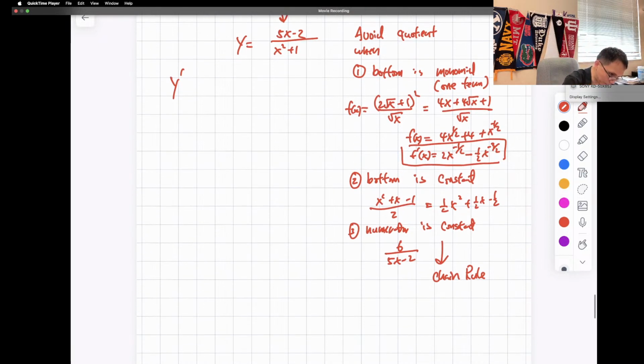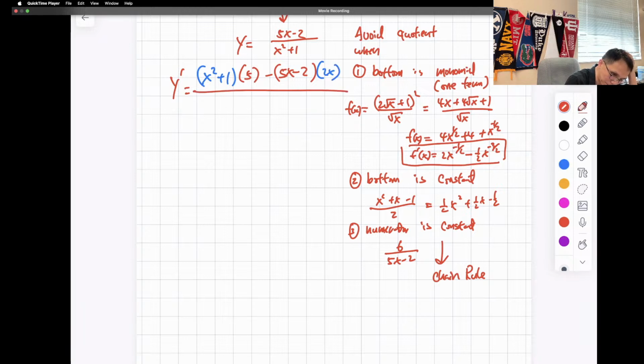Okay, so I'm gonna start with low d high. It has to be in this order. Minus high d low, over low low. And no, do not expand this. Just leave it in factored form.